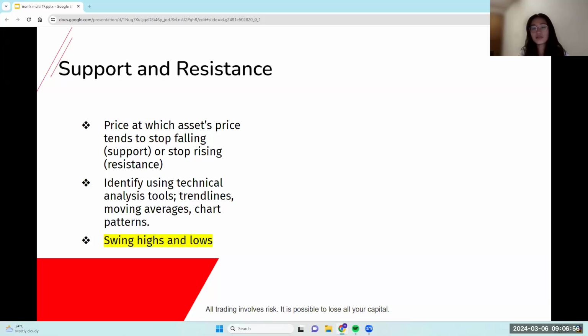To identify these levels, you can use technical analysis tools such as trend lines, moving averages, chart patterns, or you can also look at previous highs and lows of the asset, as well as volume data to identify potential levels of support and resistance. We're gonna briefly look at this today, and I'll show you in a little bit why we're going through this before we get into the multiple time frames. It'll make more sense in the next slides.